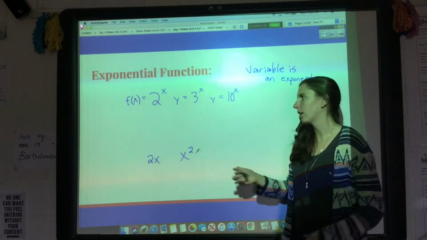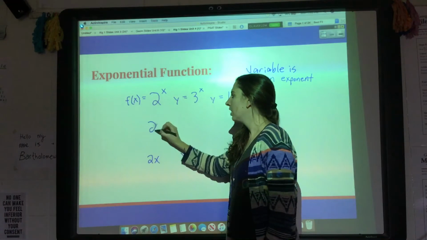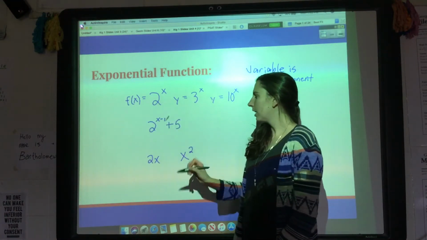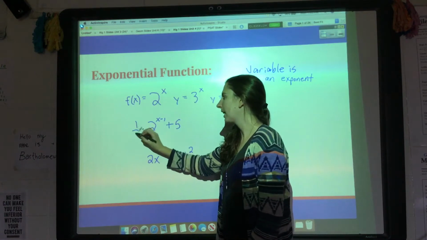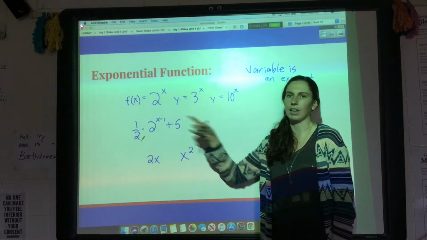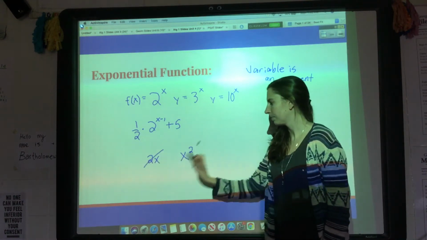These are all exponentials. They might get a little crazier. For example, you might have 2 to the x plus 5, or x minus 1, or you might multiply by a half in front. But you still have a variable as an exponent. This is still an exponential. These are not.